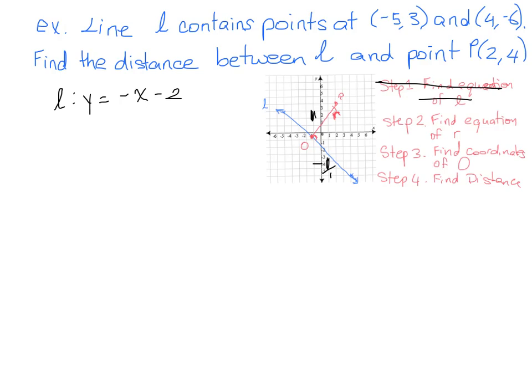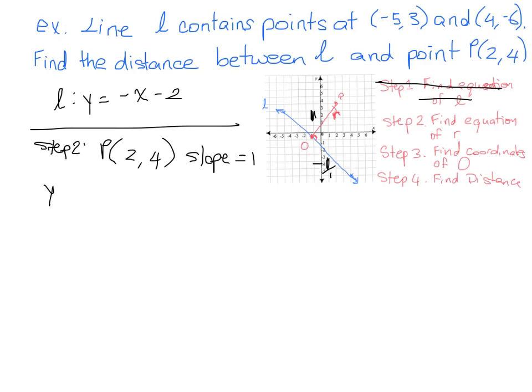And we do have a point, so this is step 2 that we're about to start. The point that line R passes through is (2, 4), and the slope is 1. And now we can follow the same steps we did to figure out the equation of that line.